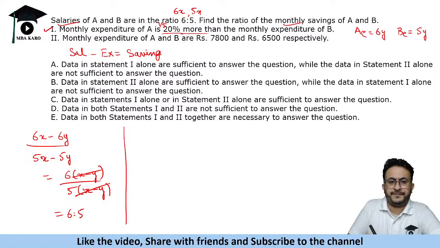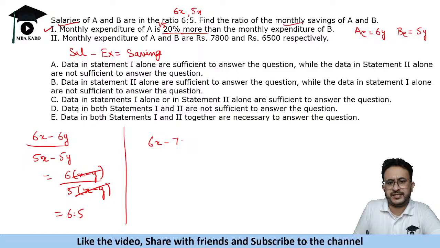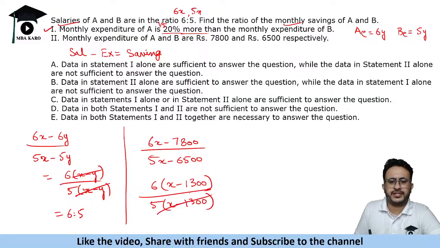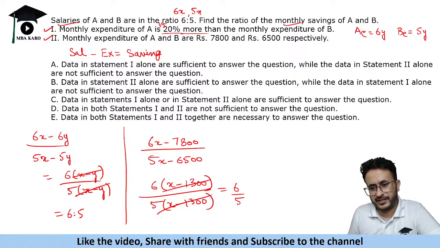So statement 1 alone is sufficient to answer the question. Now the second statement says that monthly expenditure is directly given. So in this case you will have 6x minus 7800, and 5x minus 6500. So 6 can be taken out, x minus 1300, and in the denominator we have 5 times of x minus 1300. So this can be eliminated. Again we get 6:5. So using this statement alone also we get the right answer.